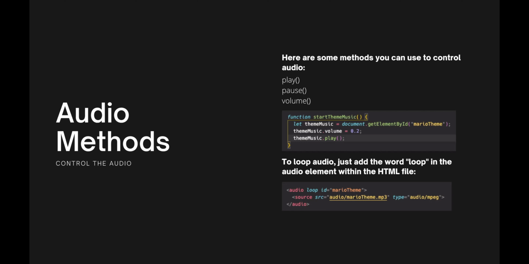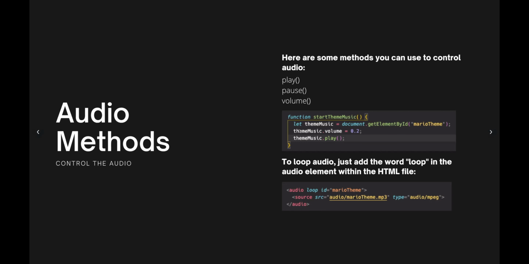So if you look at this code snippet that I provided here, I created a function and I called it startThemeMusic. So basically the function is doing one task. It's starting the theme music when the site opens or the user interacts with the site and presses a button, things like that. Now, the audio, when I embedded it, I gave it an ID of Mario theme. That's what I called it.